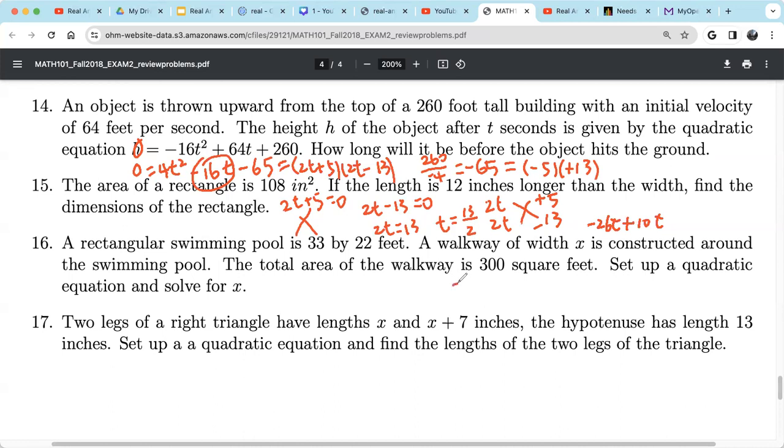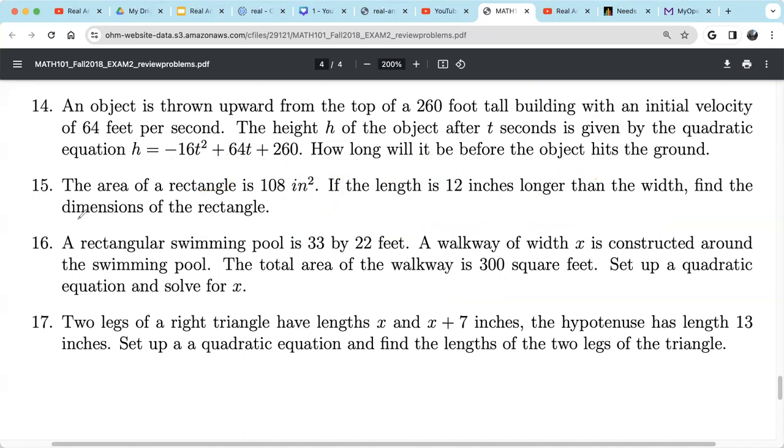13 over 2, which is 6.5 seconds. I guess that's okay. Let's just leave it like that. Okay, so the time is 6.5 seconds. Okay, that's the first one.